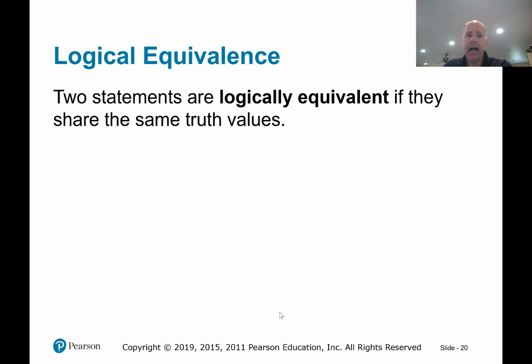Now, logical equivalence. What does it mean to be logically equivalent? It means that they have the same truth values in the truth table. So if you look at a truth table for two logical statements, if they have the same truth values going down the columns, and they match all the way down, then they are what we call logically equivalent. They are basically saying the same thing.